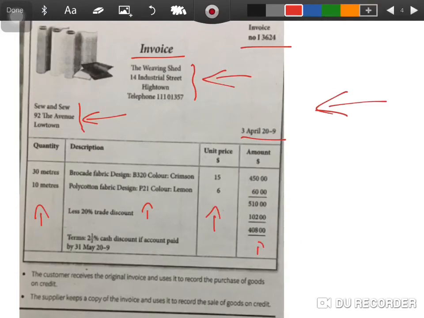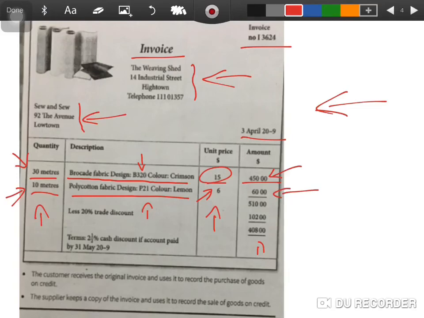So you see, in this case, I'm selling 30 meters and then 10 meters of cloth. So 30 meters is a different type of fabric. So B320 is the color code maybe, and then 10 meters is a different fabric with a different color code. So for the first type of cloth, the unit price is 15, and I'm selling 30 meters, so the total bill becomes 450. So your unit price is going to be multiplied by the quantity to get the total amount. Similarly, for the second fabric, I'm selling 10 meters and each meter costs 6, so the total price becomes 60.